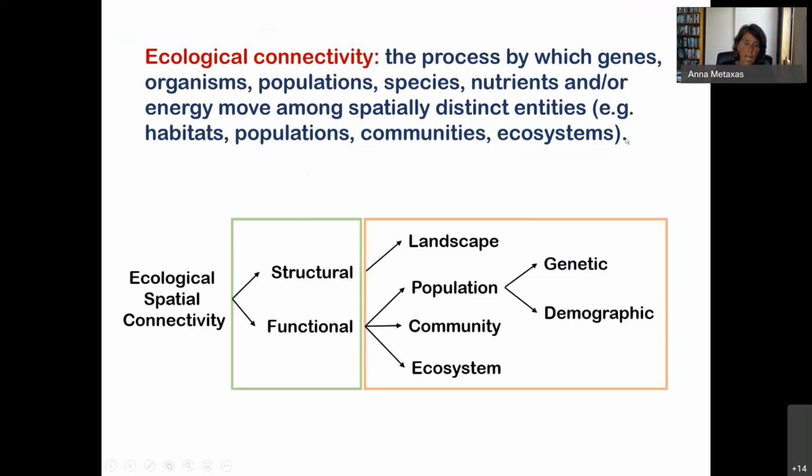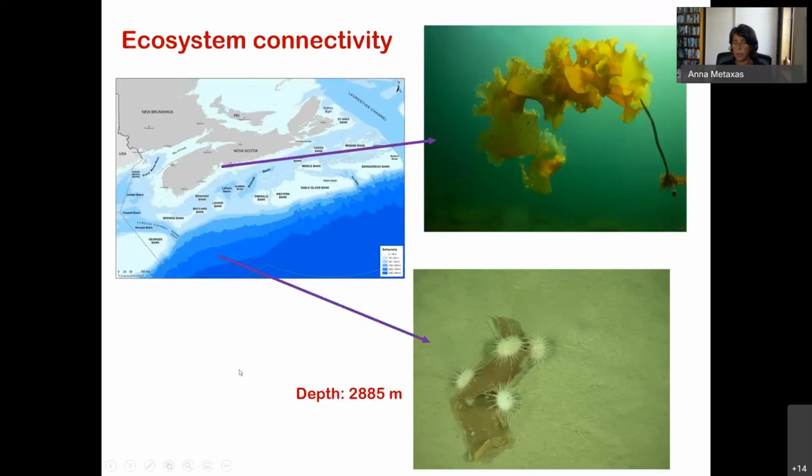And so we have different types of connectivity that we talk about. We have what is called structural connectivity, and that looks at the connections across landscapes, for example, kelp bed to kelp bed. Or we have what are functional connectivities, and I will show you some examples of this in a minute. So here's an ecosystem connectivity that is a functional connectivity.